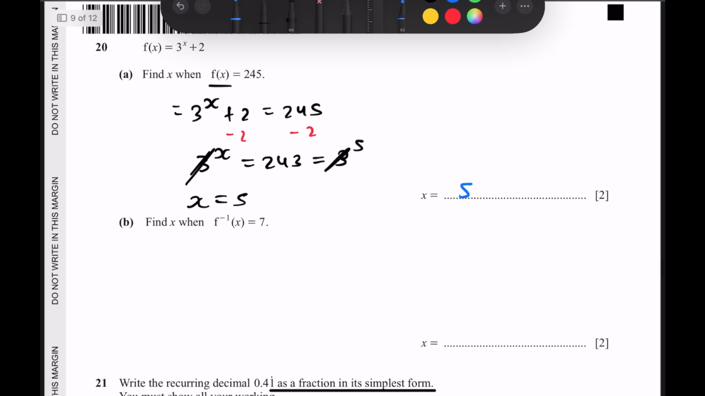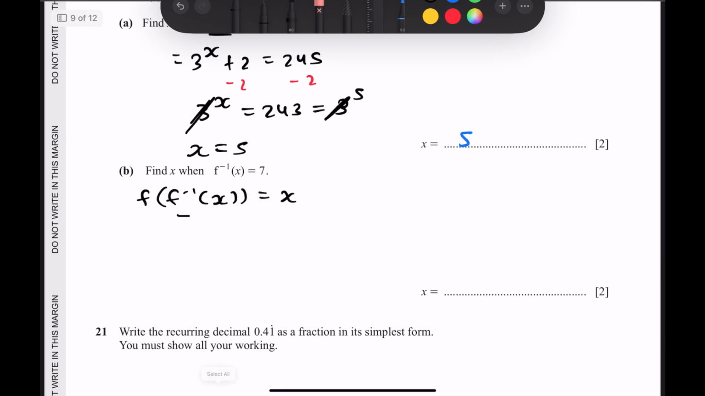Part B says to find x when f inverse of x is equal to 7. For this question, I'll employ a simple rule, which is that the composite function of f and f inverse of x is always equal to x, regardless of what the function is. So if I replace f inverse of x with 7, since it says in the question that f inverse of x is equal to 7, this means that f(7) is equal to x.